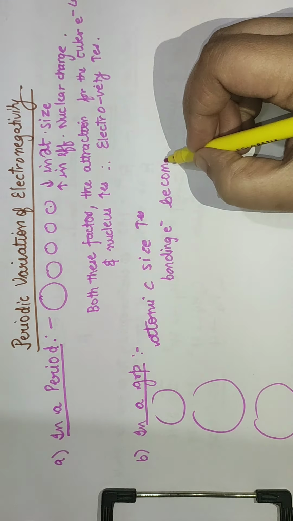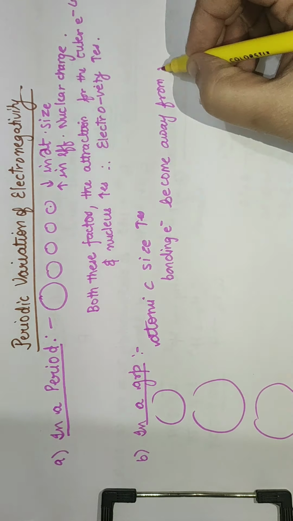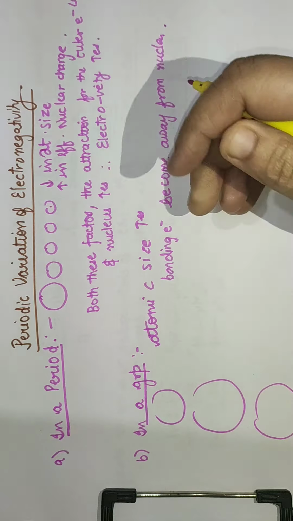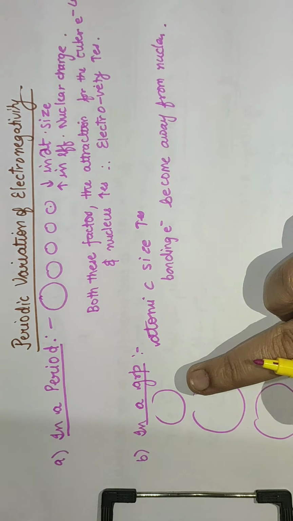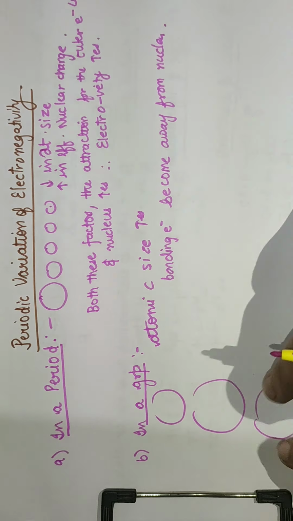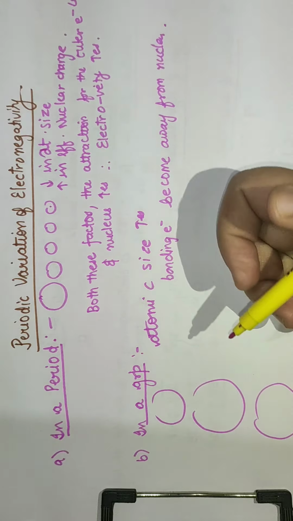The electrons go far away. They will move away from the nucleus, right? So they will move away from the nucleus. So it leads to a decrease in electronegativity. So out of fluorine, chlorine, bromine, iodine, the size increases, the attraction decreases and the electronegativity decreases.